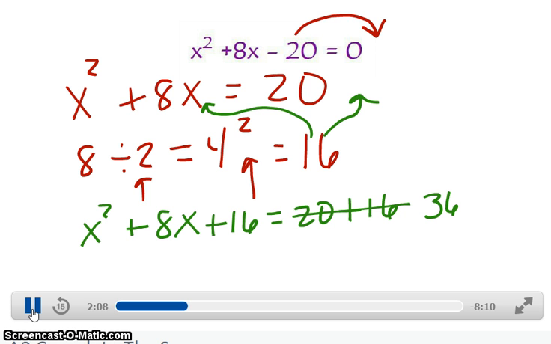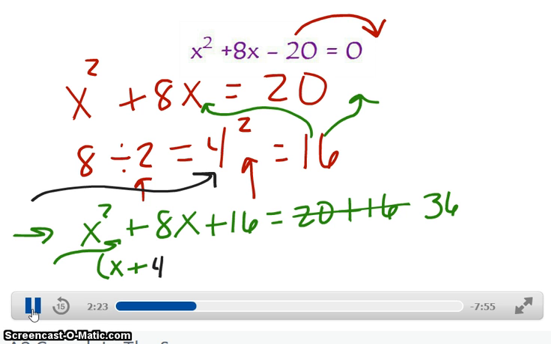So you're going to rewrite this side only. And it's always going to start out with x, whatever sign you had there at the beginning, so plus whatever you squared, so 4, close parentheses squared, is equal to your 36. Now the reason we're going to do that is so that we can square root both sides. The square root of this and the square root of this.